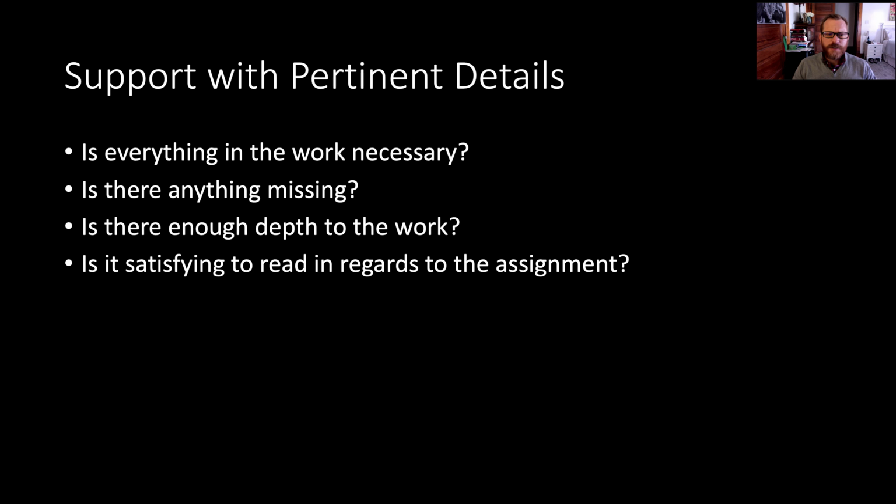Supporting with pertinent details. Is everything written in that work necessary? That's the easiest way to think about it. Is everything there that needs to be there? Is anything missing? Is there enough depth? Does this work go into the topic at a level that you are expecting or that you asked that student to do? And is it satisfying to read in regards to the assignment? Do you read this and say, yeah, that's what I was looking for? Or are you looking at it and saying, well, you missed the point completely? Those are things that we can start to look at in our assessment.